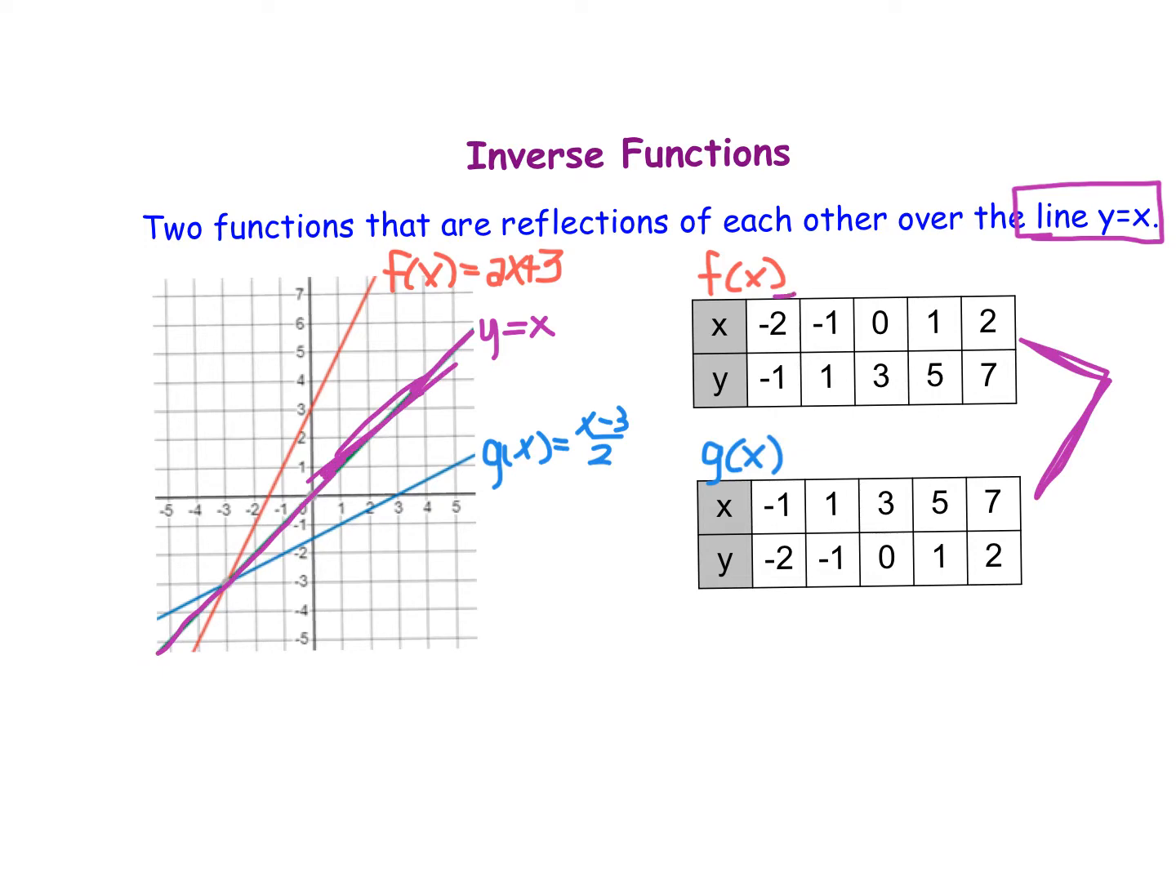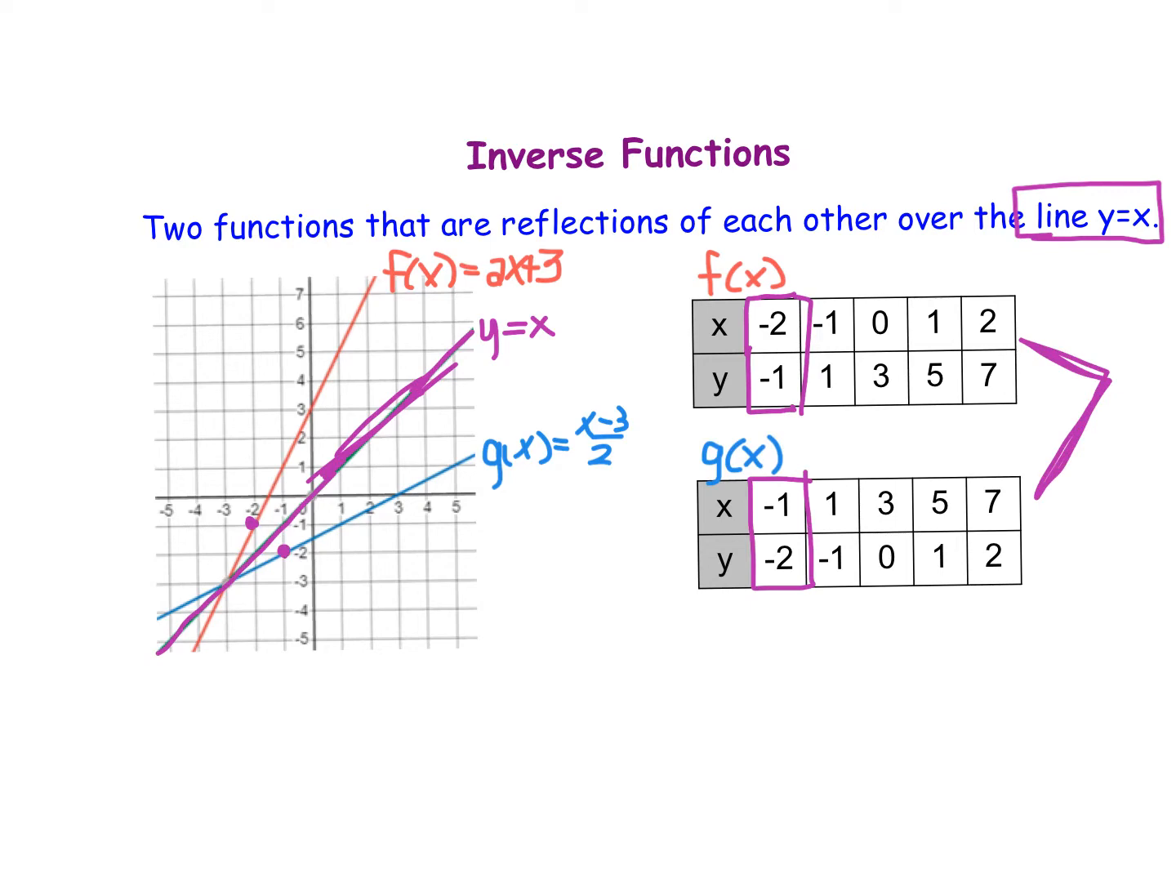So here you'll notice in the first point, x is -2, y is -1. And then in the second point down here, x is -1, y is -2. If you don't believe me, go look at the graph. X is -2, y is -1, that's a point here, and then x is -1, y is -2 is a point here. So these points are reflections of each other over that line y equals x.